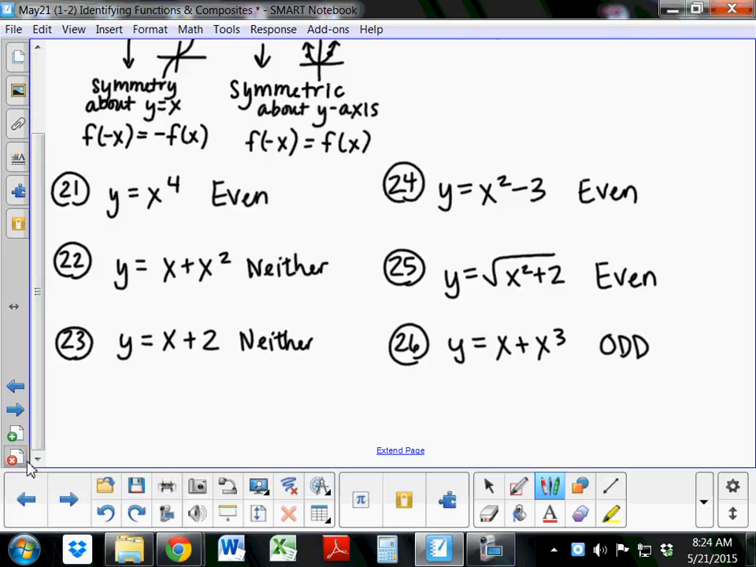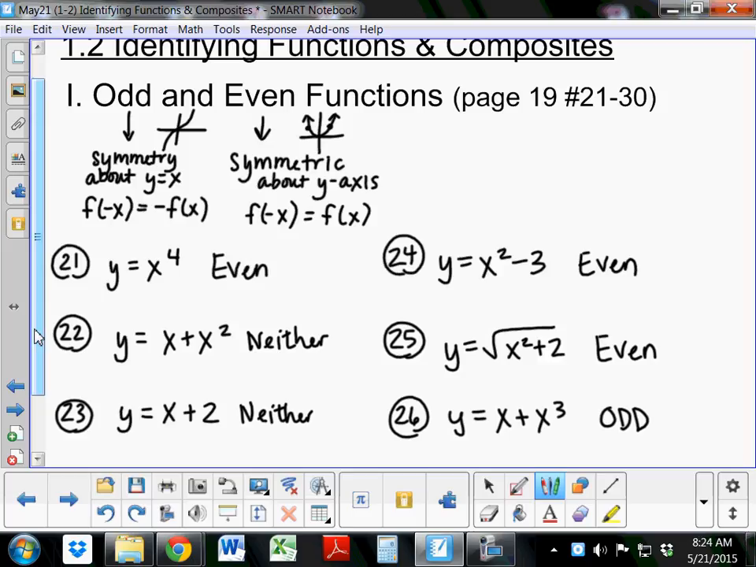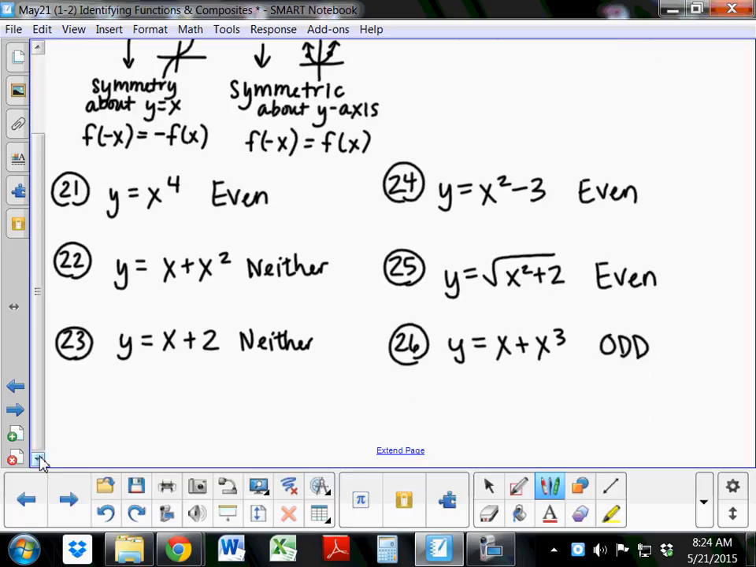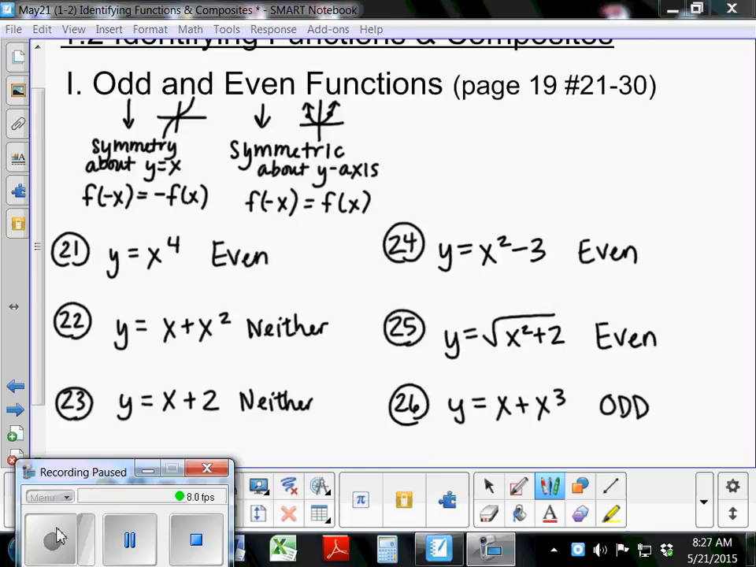Okay. Questions? Thoughts on that? Okay. I want you guys to then look at your book and think about 4 more. I want you to look at 27, 28, 29, and 30 with your neighbors and decide what you think. And we're going to check them in a minute. So just think about them, write them down briefly.